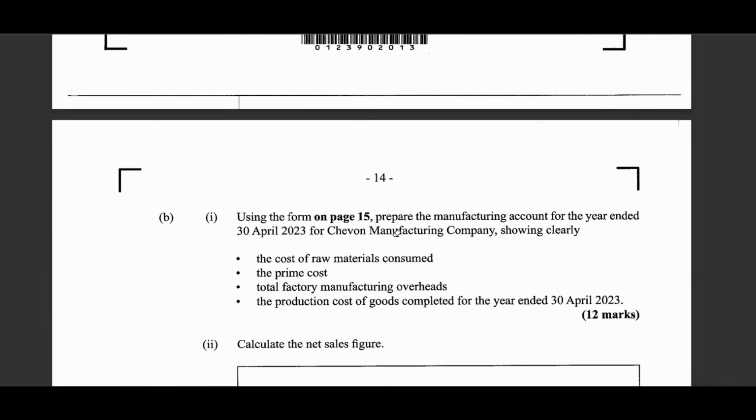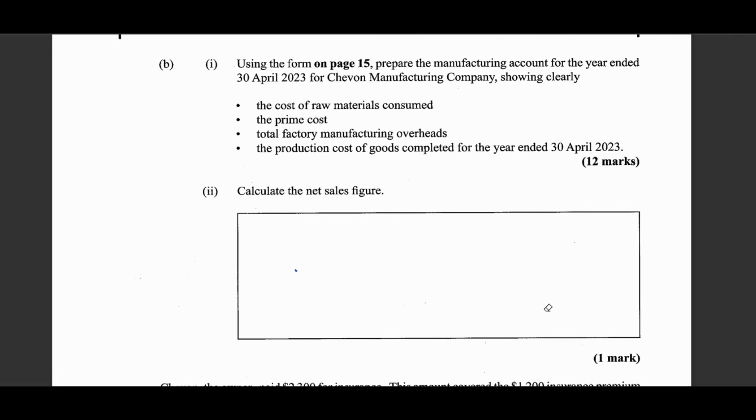Now, using the form on page 15, prepare the manufacturing account for Chevron Manufacturing Company, showing cost of raw materials consumed, prime cost, manufacturing overheads, and the cost of production. That was worth 12 marks. So guys, let's jump into it. Let's see how this worked out for us.